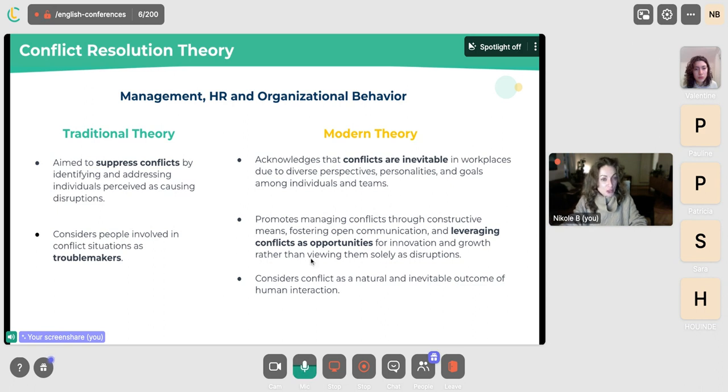By leveraging conflict as an opportunity to maybe find an innovative solution and to maybe look at things from a different point of view, okay? And a lot of this modern theory says that actually some of the most creative solutions often come out of conflict and healthy debate and dispute, okay?